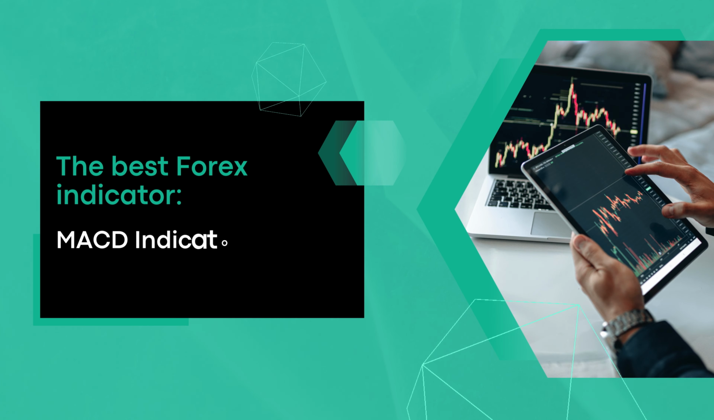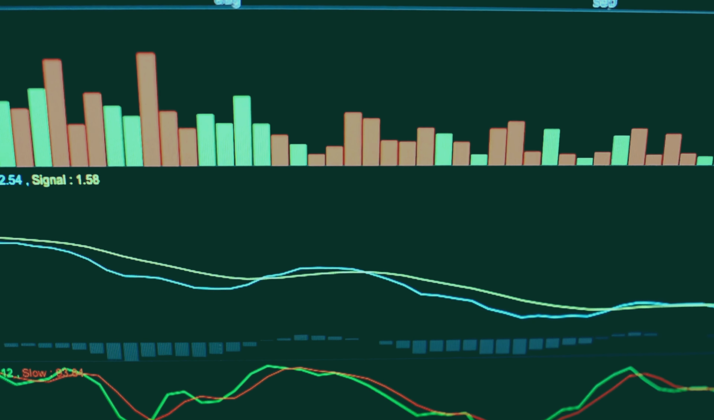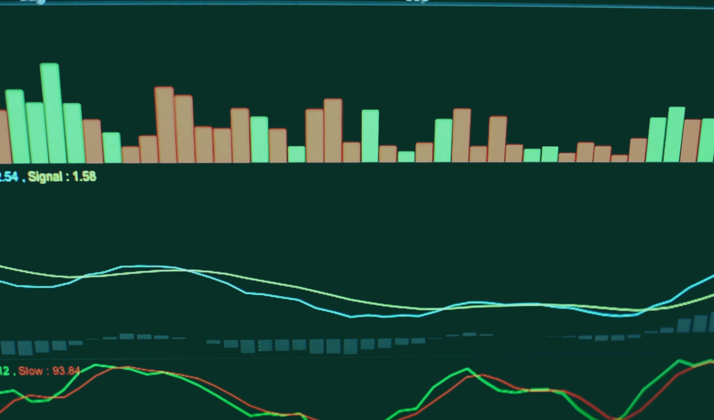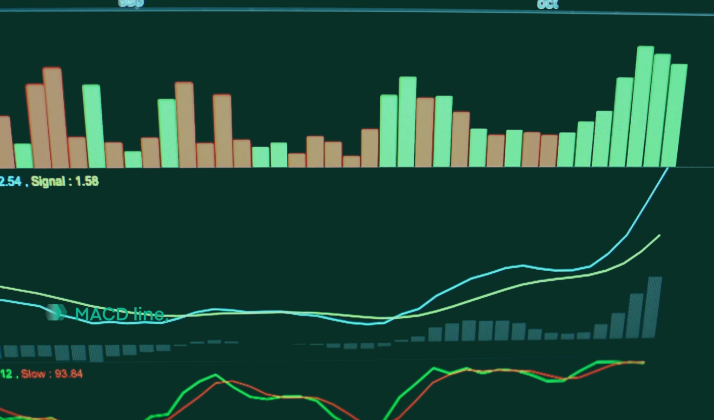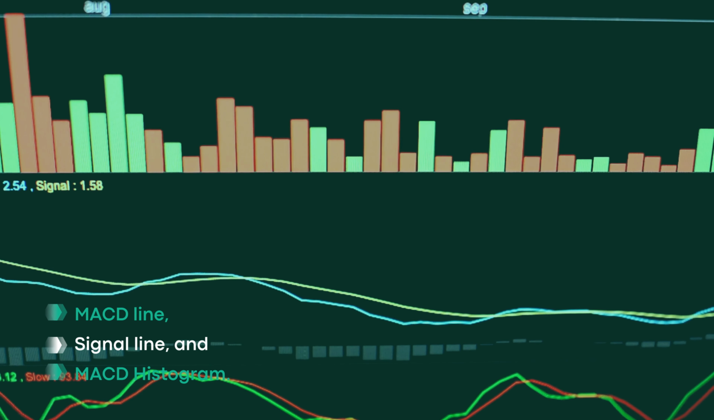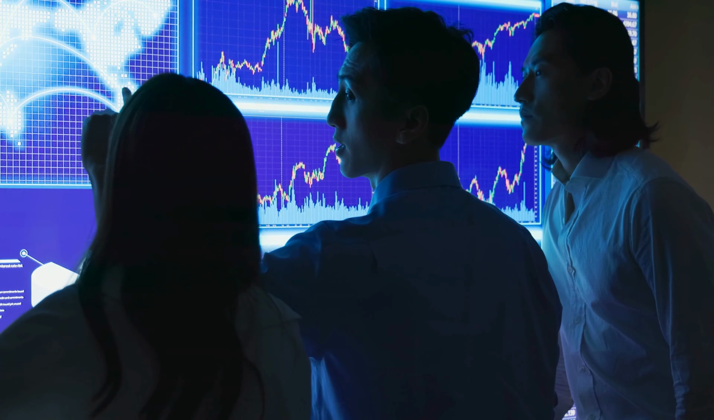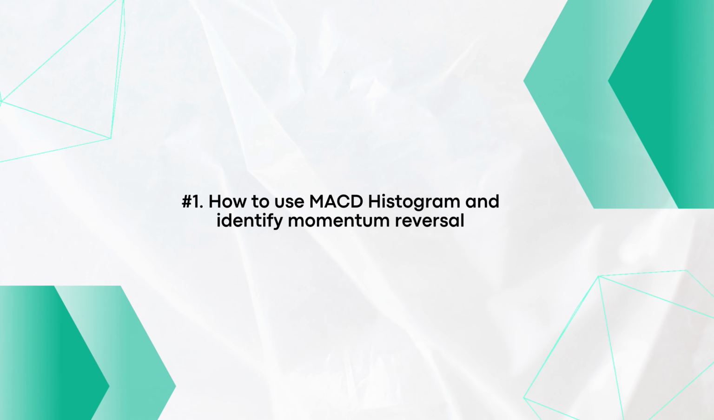Moving average convergence-divergence indicator secrets. The MACD indicator is a momentum and trend following indicator. It has 3 parts to it: MACD line, signal line, and MACD histogram. For this lesson, we'll focus on the MACD histogram, and here are 2 powerful techniques you can use. Number 1, how to use the MACD histogram to identify momentum reversal.